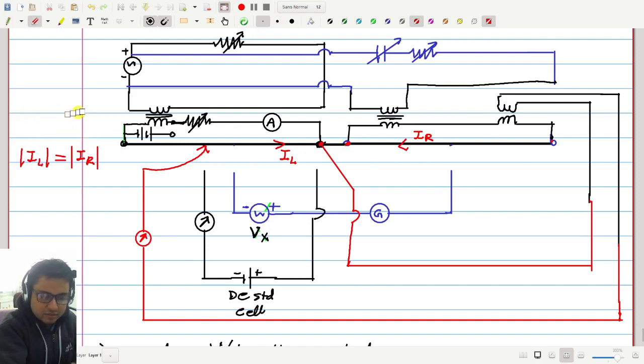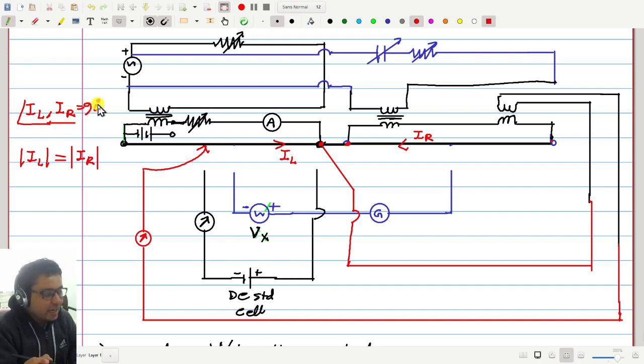Sir, shouldn't the direction of IL be towards the left? One second. Yes, sir. Towards the left or right will only change the overall plus minus sign. Let's come to that at the end. But that will only change the overall plus minus sign. We'll come to that at the end. Fine. So these two currents should be 90 degrees out of phase.